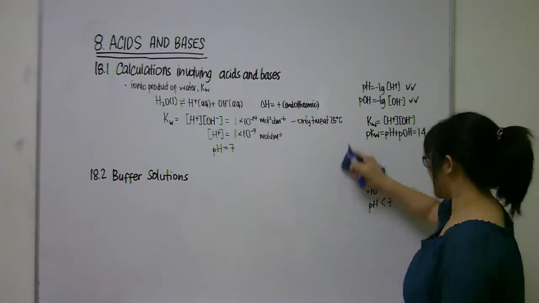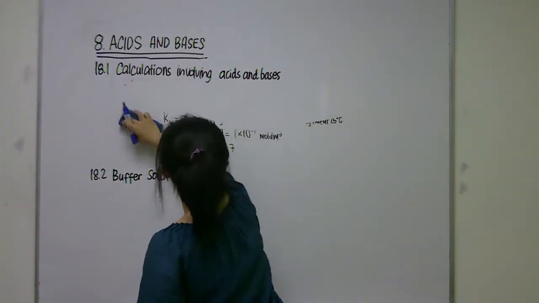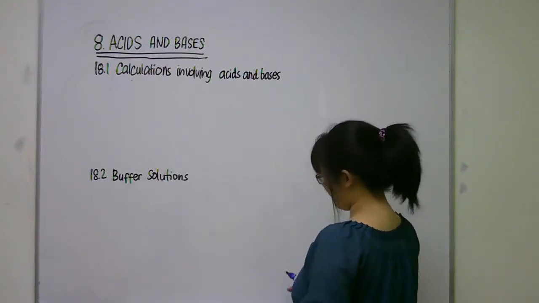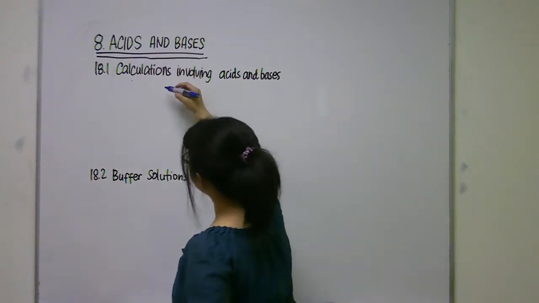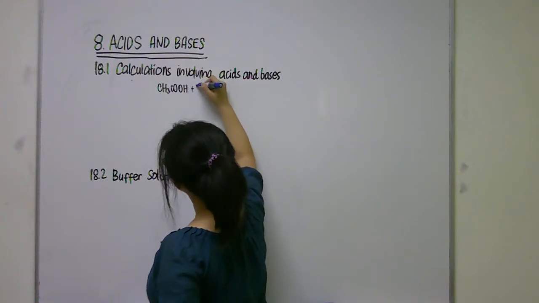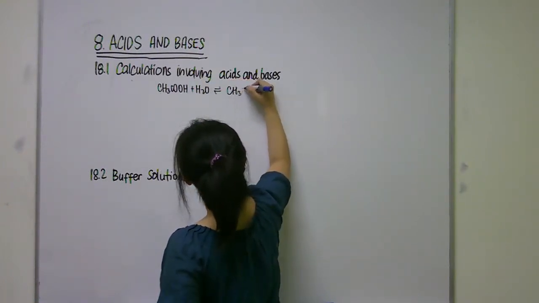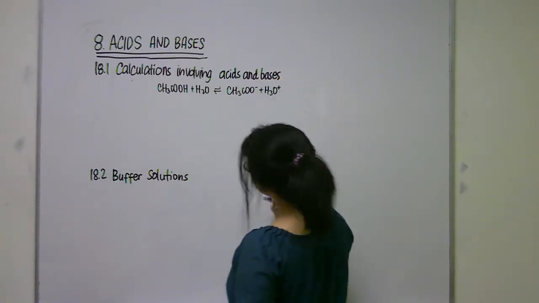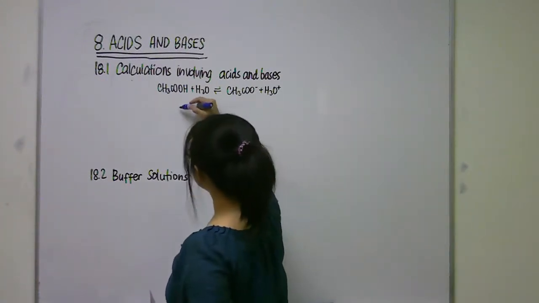Now we'll move on to weak acids and bases. Okay, so let's use acid as an example. CH3COOH, okay? This is a weak acid. Reacting this with water will result in... Again, we'll deal with equilibrium. So this is an acid.